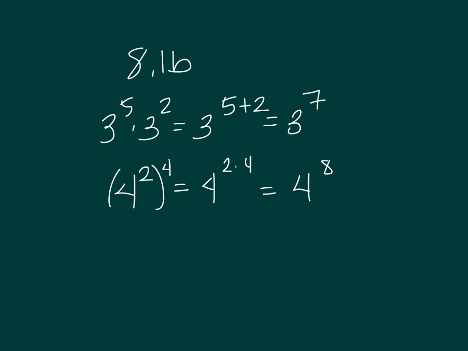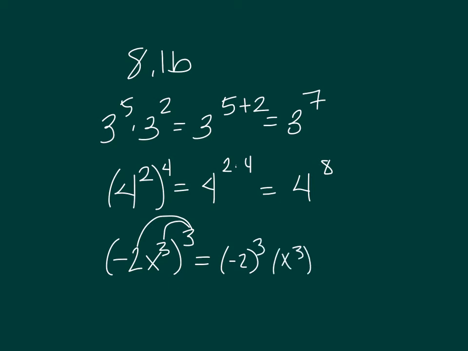And then we had our third rule, and that was if you have 2 things being multiplied inside a bubble and you have another exponent, then you are going to apply the exponent to both of them. So we get negative 2 to the 3rd, and we get x cubed to the 3rd. And then we keep on going with any rules that happen, like that's going to be negative 8, and then we multiply those exponents, so it's x to the 9th.